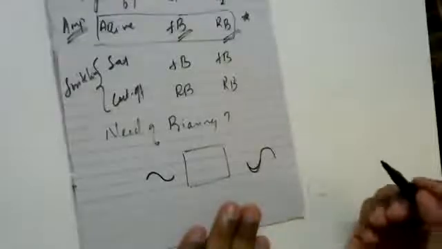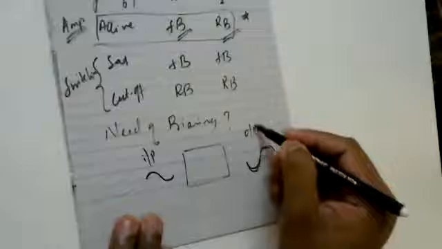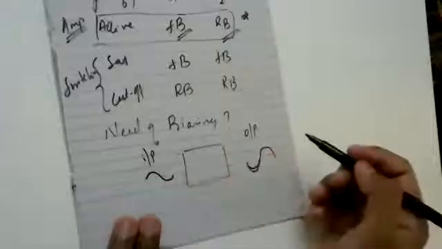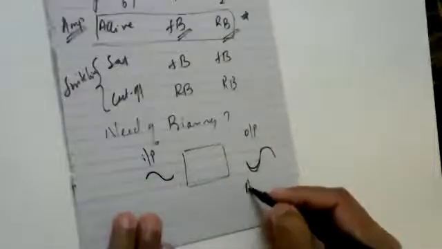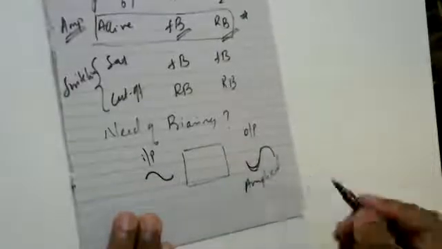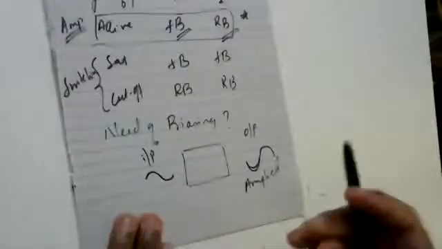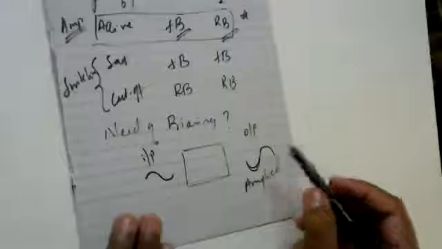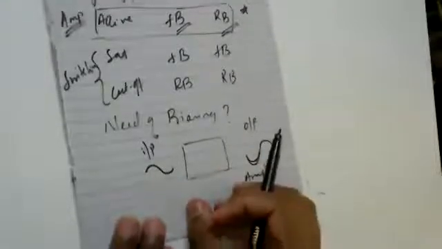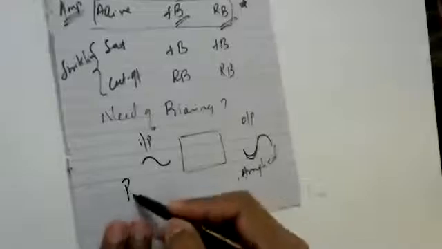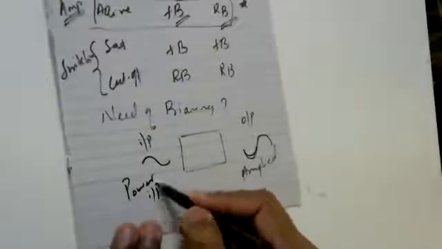Okay, somewhat like this. If I compare my input signal with my output signal, I can simply say that when I compare the amplitude of my output signal with my input signal, my output signal is amplified. Now, what I need to understand here is that my input signal was weak. I can simply say that the power of my input signal is less.